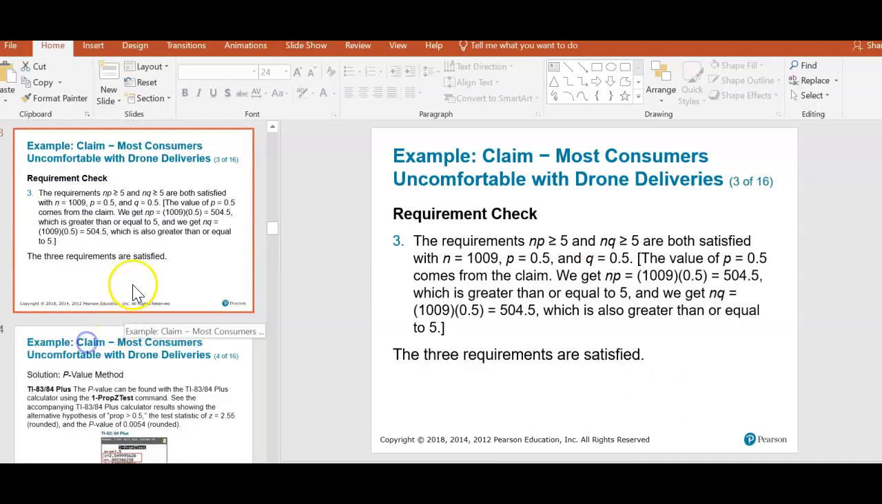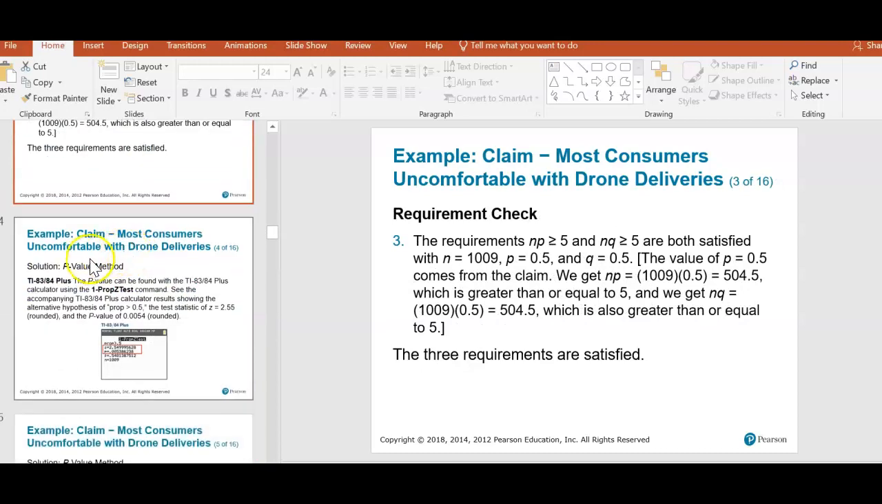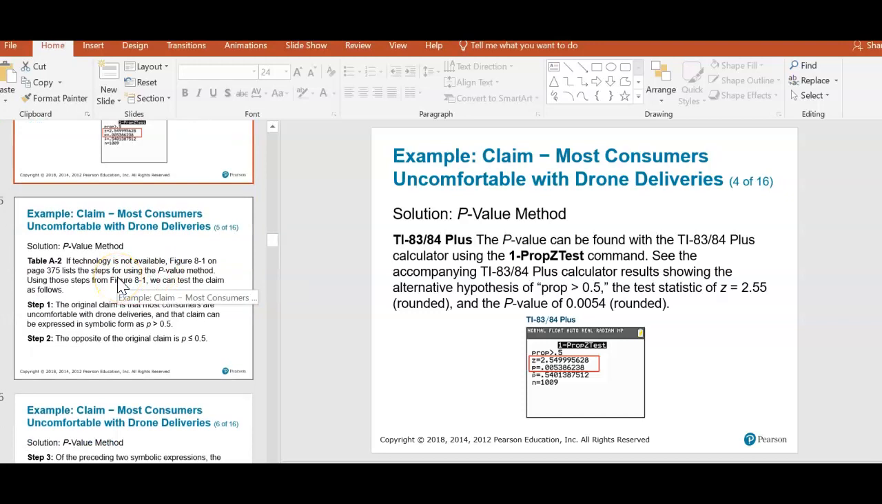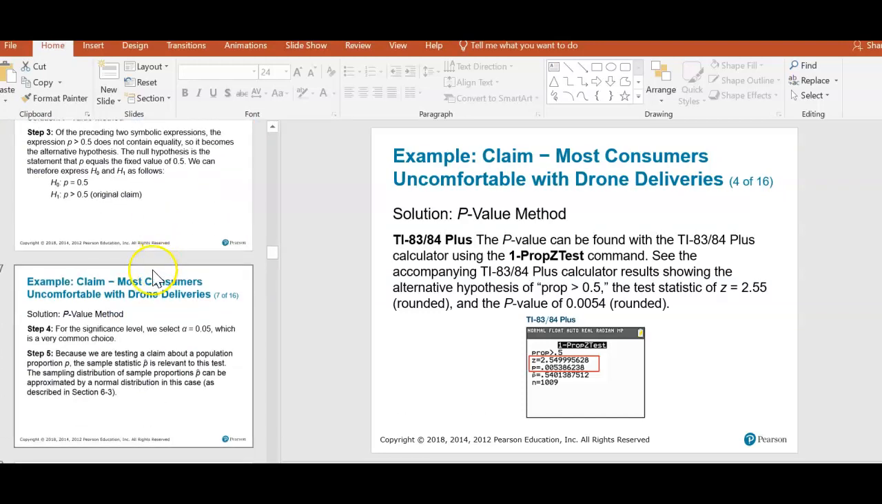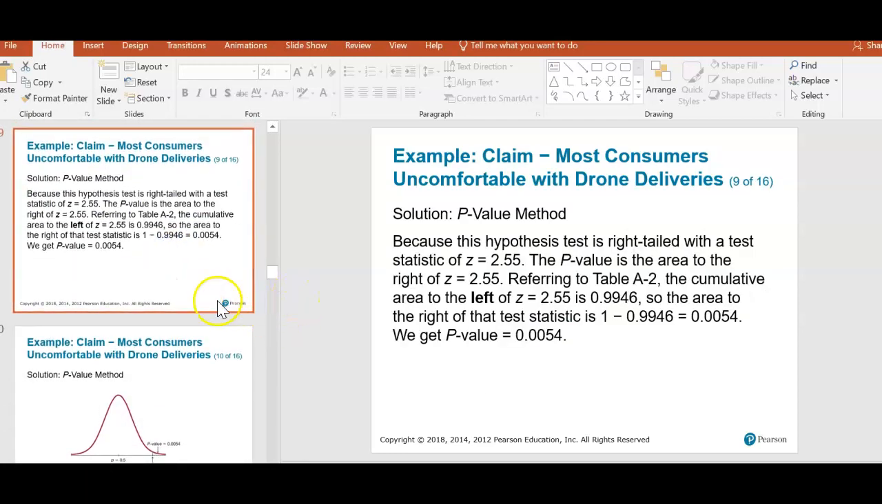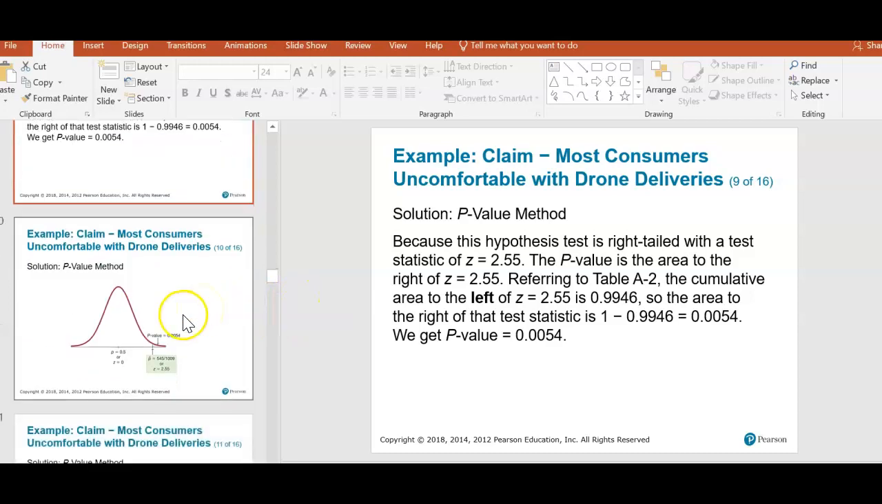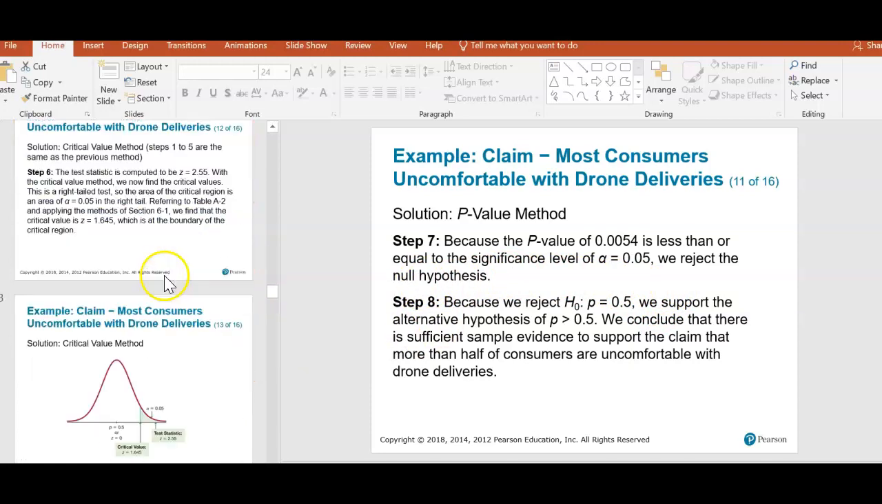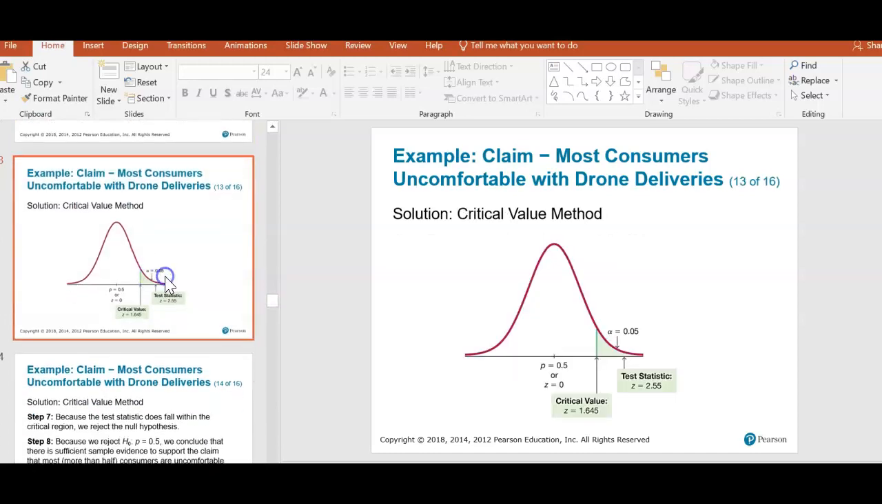All right, so we have completed that problem. We ended up on that one rejecting the null hypothesis and concluding that most consumers are uncomfortable with drone deliveries. And we did that with both the p-value and the test statistic.